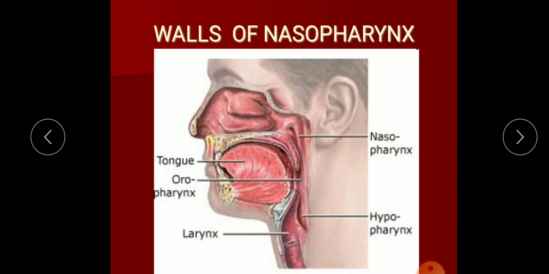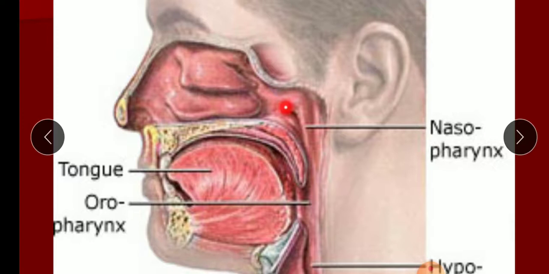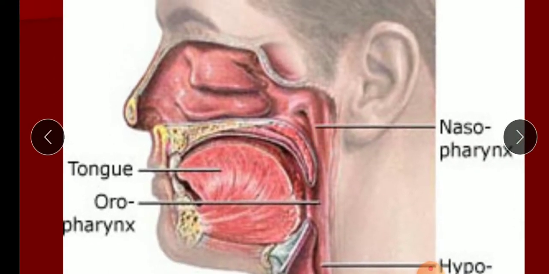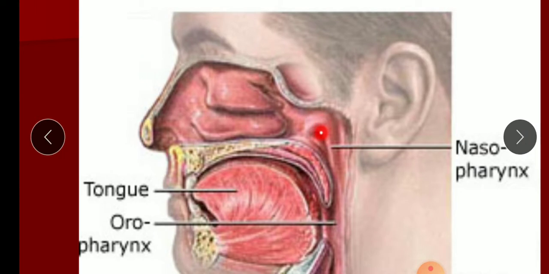Now we go to the walls of the nasopharynx. When we are dealing with any region, we describe it as anterior wall and so on. The nasopharynx will have an anterior wall, a posterior wall, a roof, a floor, and a lateral wall. It's very simple. This is the nasopharynx, and it has a roof. This is the roof, this is the posterior wall, this is the anterior wall, this is the floor, and what you see here is the lateral wall. So we'll start with each.